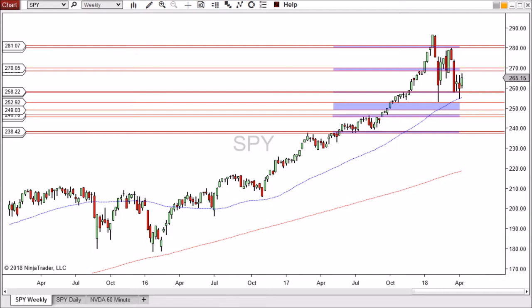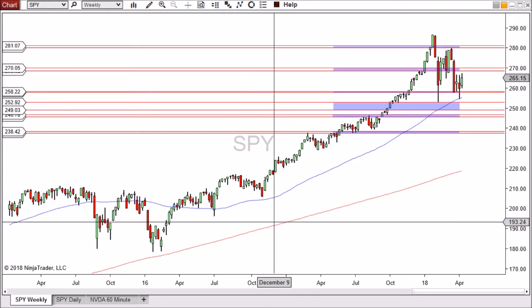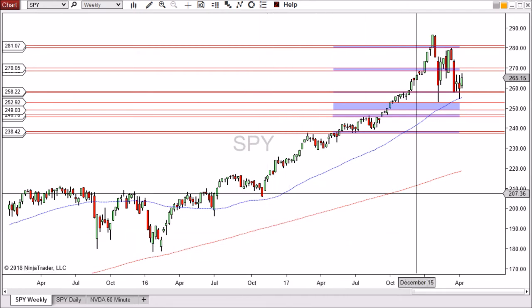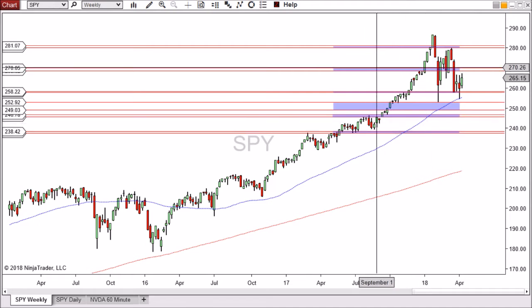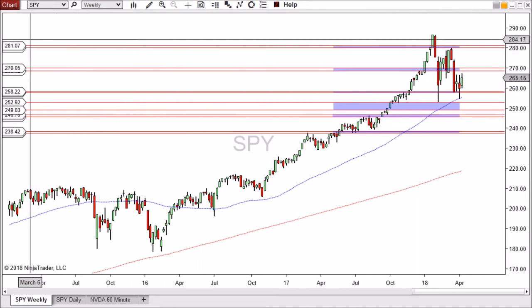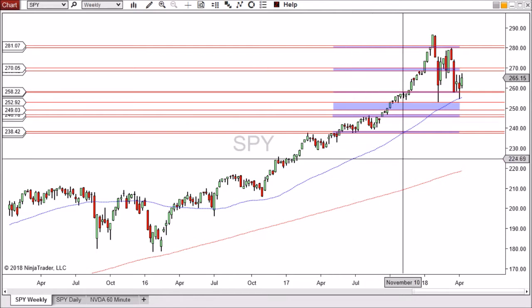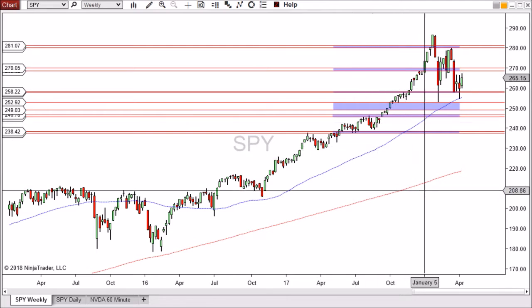Let's take a quick look at some of the index ETFs, starting with the SPY. Just some simple technical analysis, nothing fancy here. I'm not going to adjust any of these price zones, so you basically have to look at these price levels to get some idea of where the potential rejection areas and support areas are.